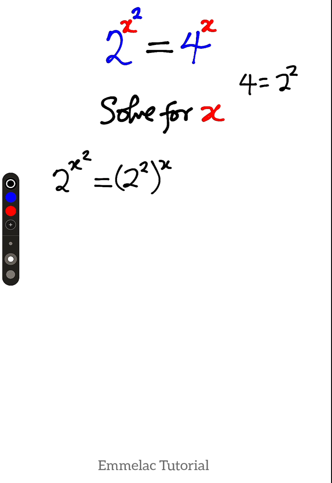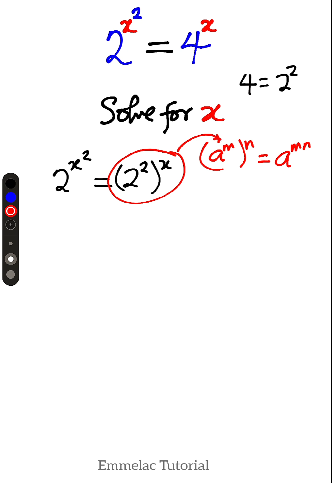Okay, so now according to the law of indices, if you have a raised to m, all raised to n, this gives us a raised to mn. If you take a look at this, it is synonymous with this, which means we can have it to be this. So it means we just need to multiply the exponents together. So we have here 2 raised to x, all raised to 2, equals 2 raised to 2x.